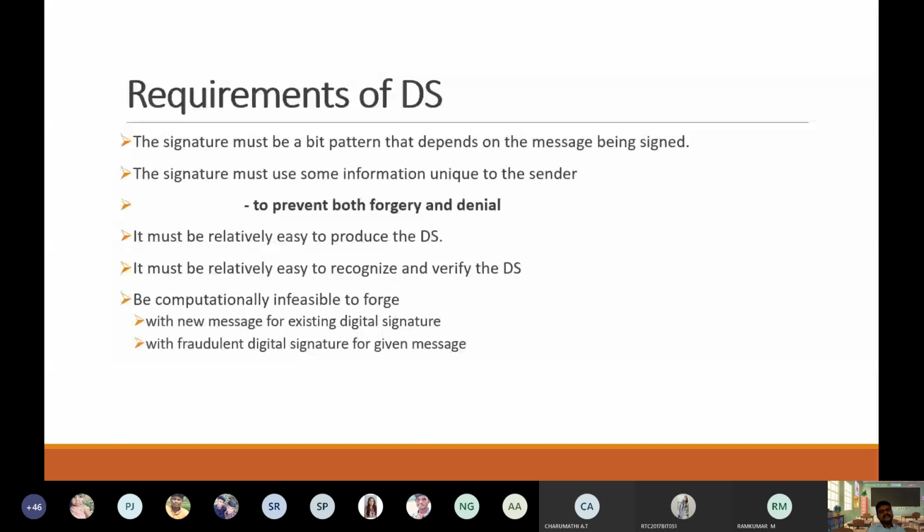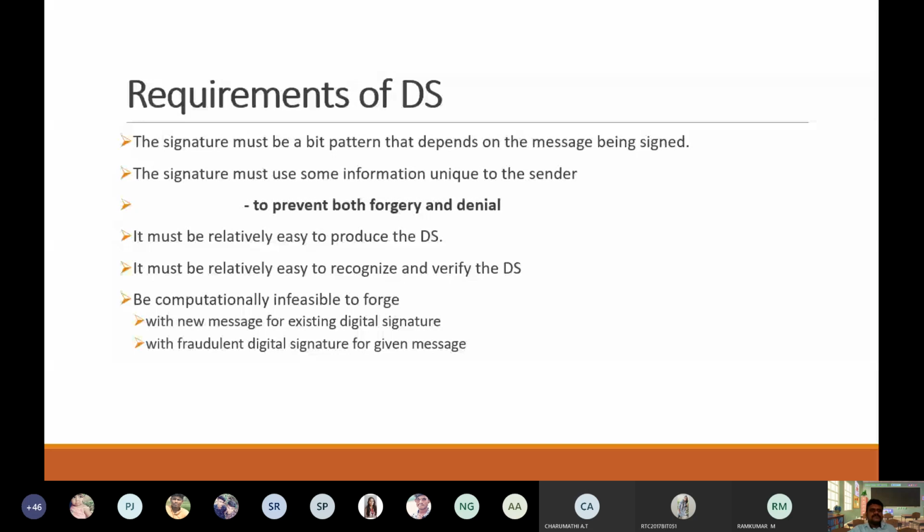The signature must be a bit pattern that depends on the message being signed. Bit pattern in the sense that the size of the signature depends on the message. If you have a long message, the size of the digital signature will also be long. If you have a short message, the digital signature size will be short. Clear?